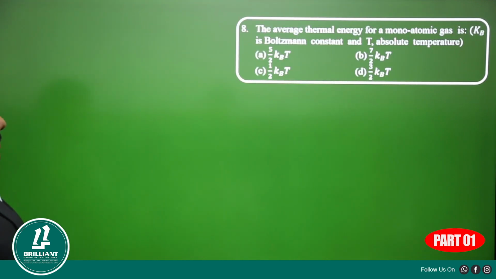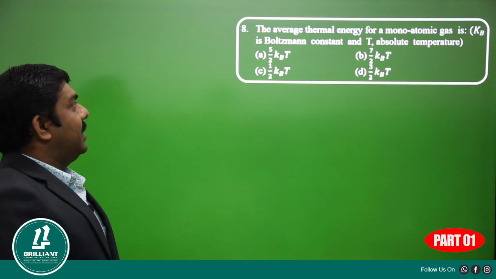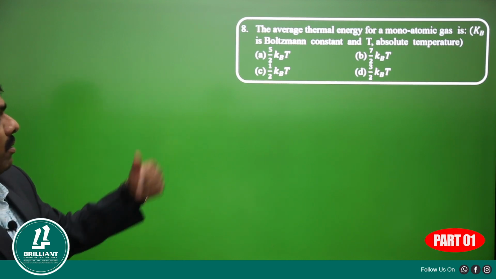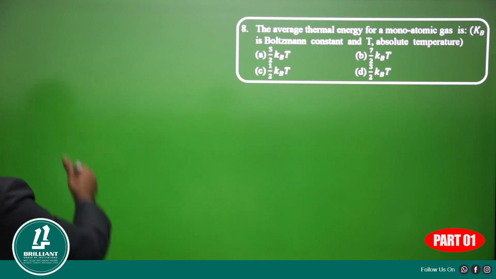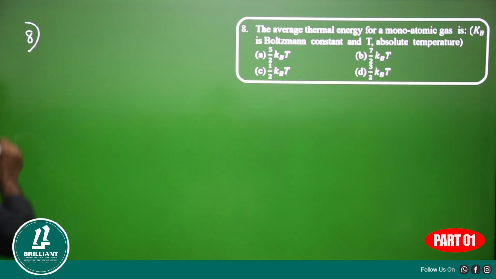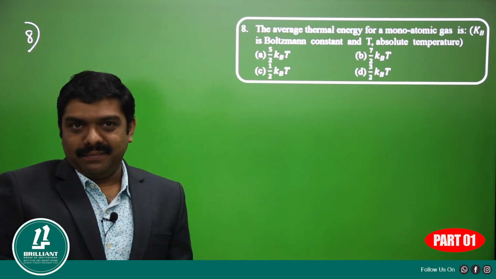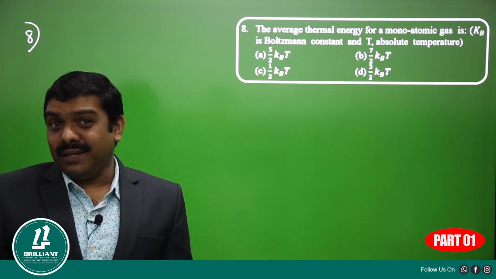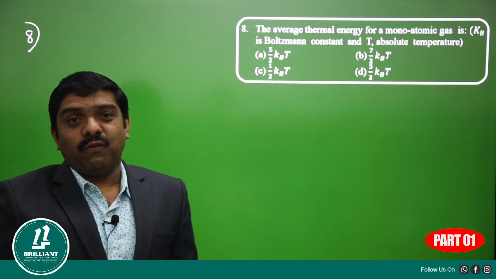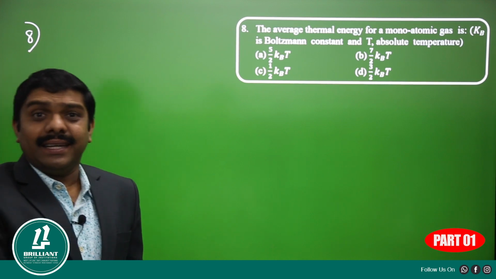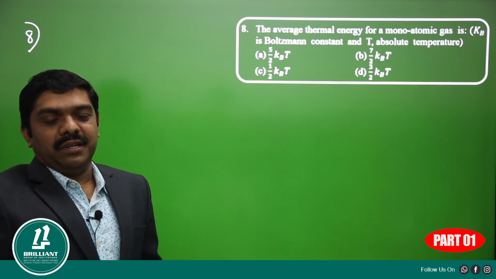See question 8. The average thermal energy for a monoatomic gas is, look, Boltzmann constant and T is the absolute temperature. If you are considering the average thermal energy, we have the equipartition theorem. We studied in +1, in part 2, the chapter thermal properties of matter, and then kinetic theory of gases. We studied in detail about this equipartition theorem.